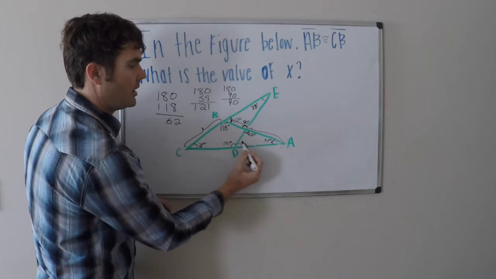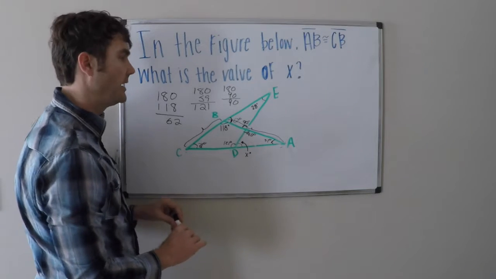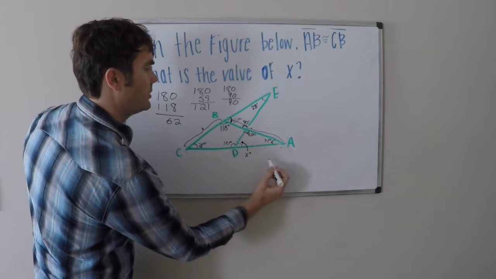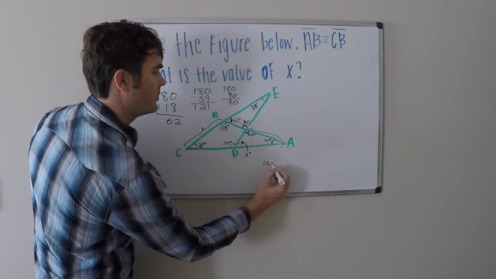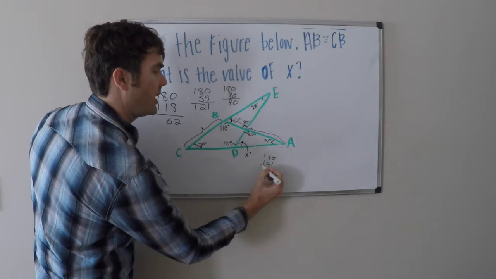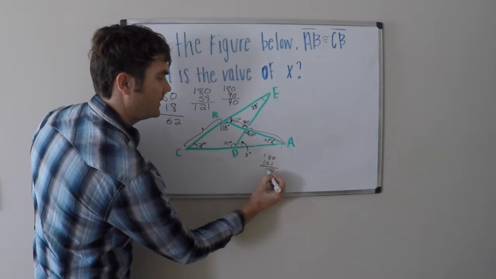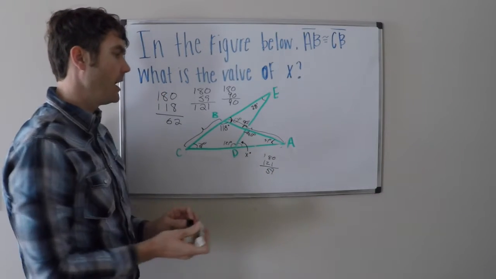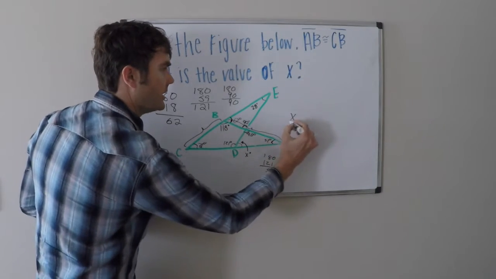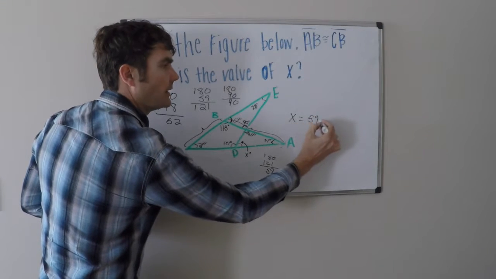Now I have all of the information I need to find x. 90 plus 31 is 121. I subtract that from 180, and I get 59 degrees. And so that would be the answer, x equals 59 degrees.